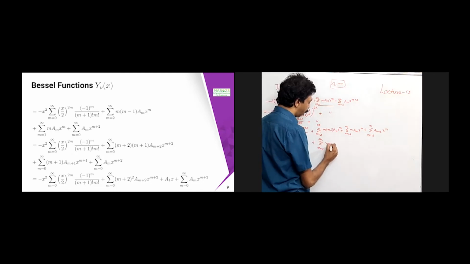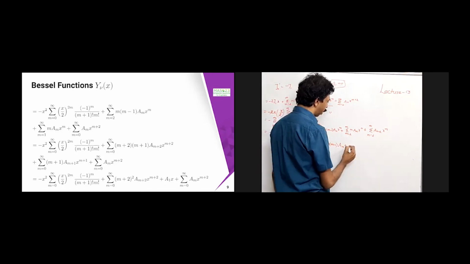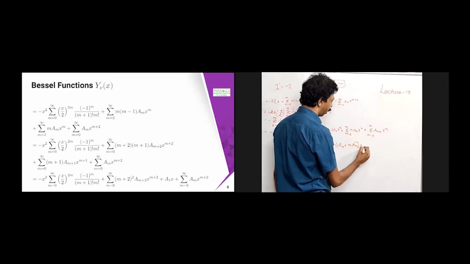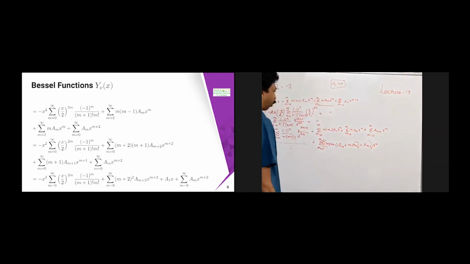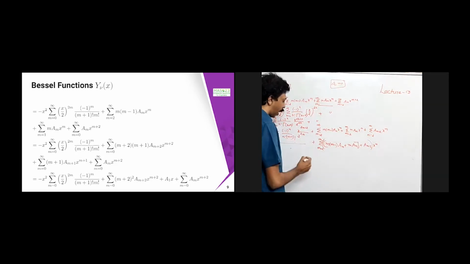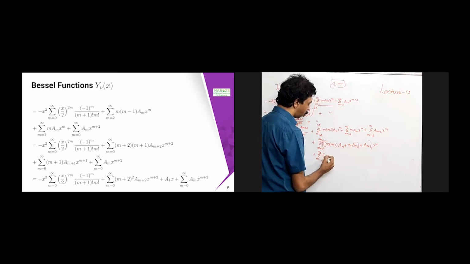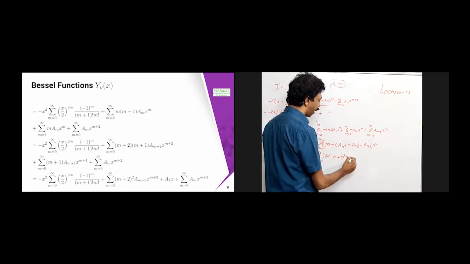m into m minus 1 into am, plus this one again m into am, plus am minus 2. Let me put a big bracket and then x power m. These things are as it is. I'm just going to simplify this one. This is going to be the sum from m equal to 2 to infinity. I can take m out here, so m square minus m, plus m into am plus am minus 2, into x power m is going to come.